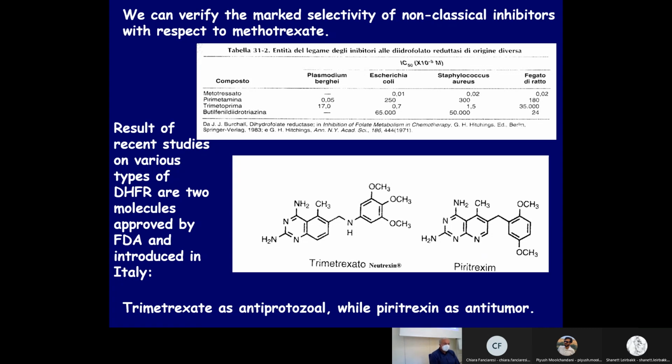These two compounds are more recent than trimethoprim, and they are approved by FDA, Food and Drug Administration, the American Health Agency. And these compounds were introduced in Italy, trimethoxate as antiprotozoal, pyritrexine as anti-cancer. Probably pyritrexine is very active against mammalian cells. It's more potent against mammalian cells.